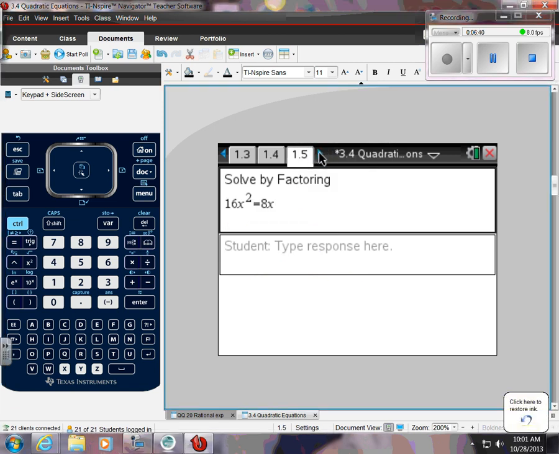Okay, so here's our next one. Now, is this a normal looking trinomial? It kind of is. Notice I have an x squared and I have an x, right? So my last term, my c term, would be 0. Now, how do you think I'm going to start this? Yeah, let's subtract that 8x over.